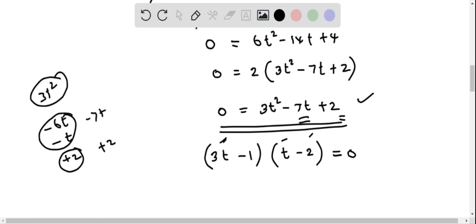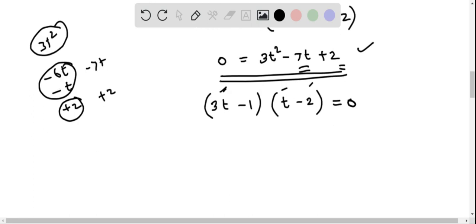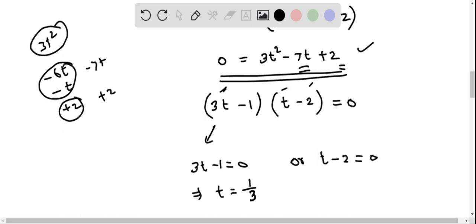Now we equate this to 0. Now we have a product of two terms, which means either one of the terms is 0. So this becomes 3t minus 1 equals 0, or t minus 2 equals 0. So from this, we can solve for t by adding 1 on both sides and dividing by 3. So we get t equals 1 by 3. And here, if we add 2 on both sides, we get t equals 2.